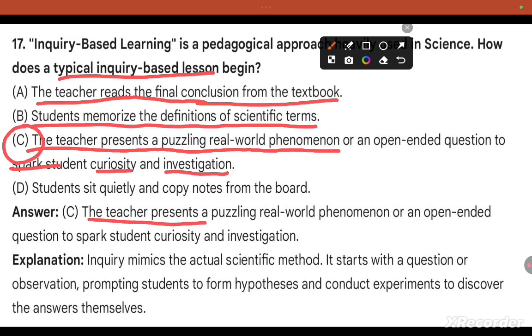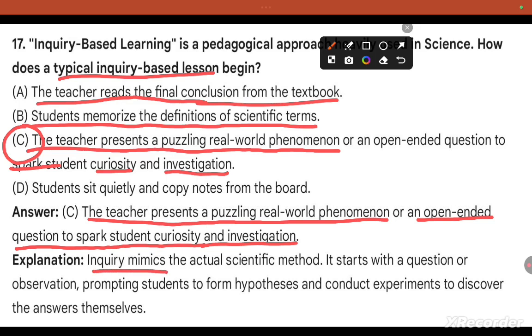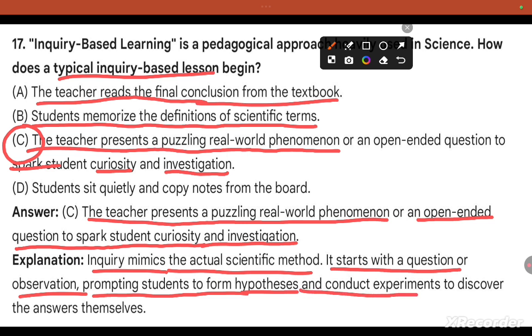The teacher presents a puzzling real-world phenomenon or an open-ended question to spark student curiosity and investigation. So, inquiry mimics the actual scientific method. It starts with a question or observation, prompting students to form hypotheses and conduct experiments to discover the answer themselves.